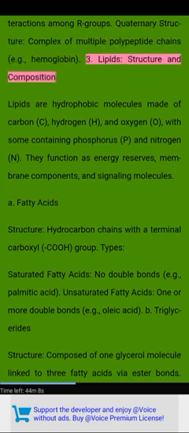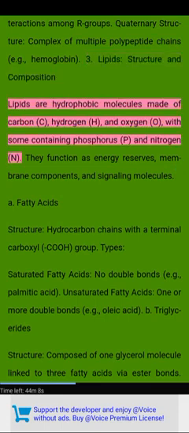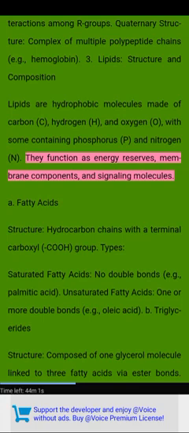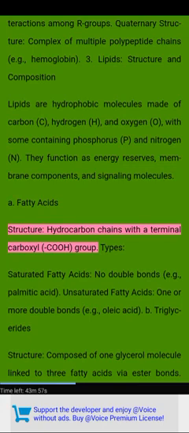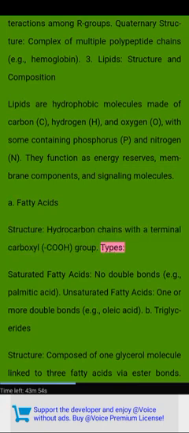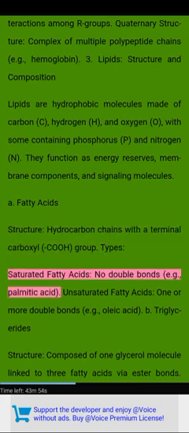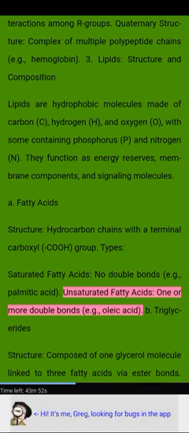3. Lipids, structure and composition. Lipids are hydrophobic molecules made of carbon C, hydrogen H, and oxygen O, with some containing phosphorus P and nitrogen N. They function as energy reserves, membrane components, and signaling molecules. A. Fatty acids. Structure, hydrocarbon chains with a terminal carboxyl group. Types. Saturated fatty acids, no double bonds, e.g., palmitic acid. Unsaturated fatty acids, 1 or more double bonds, e.g., oleic acid.